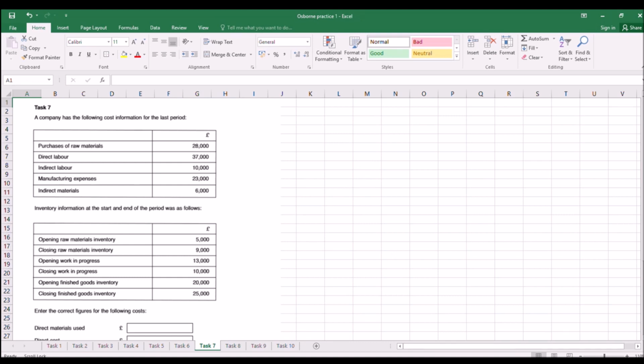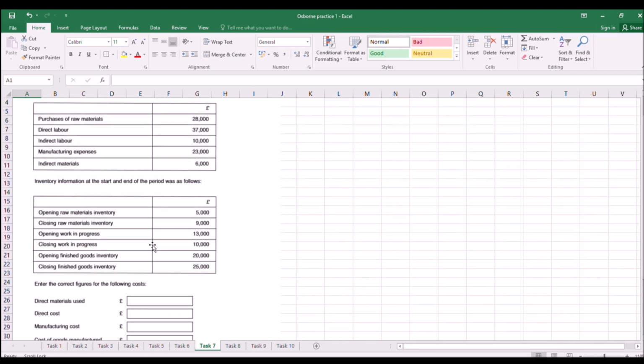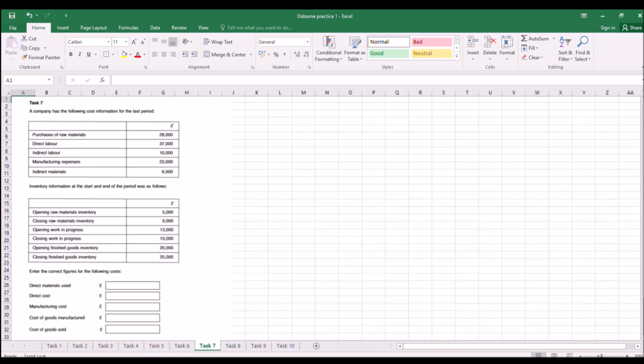Okay, let's now do the next one. So task number 7. The company has the following cost information for the last period. So we've got some cost information for the last period, and inventory information for the start of the period. Oh, this is a lovely question. Let's just get this all on one page, even though it'll be a bit smaller.